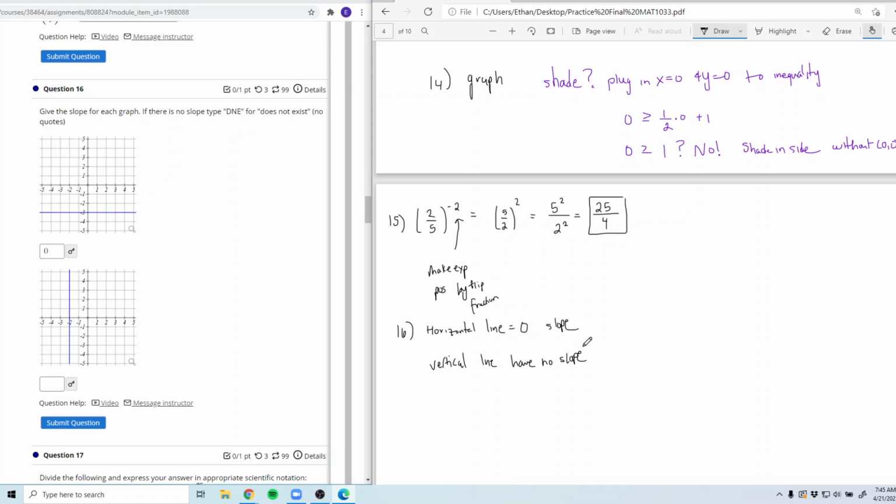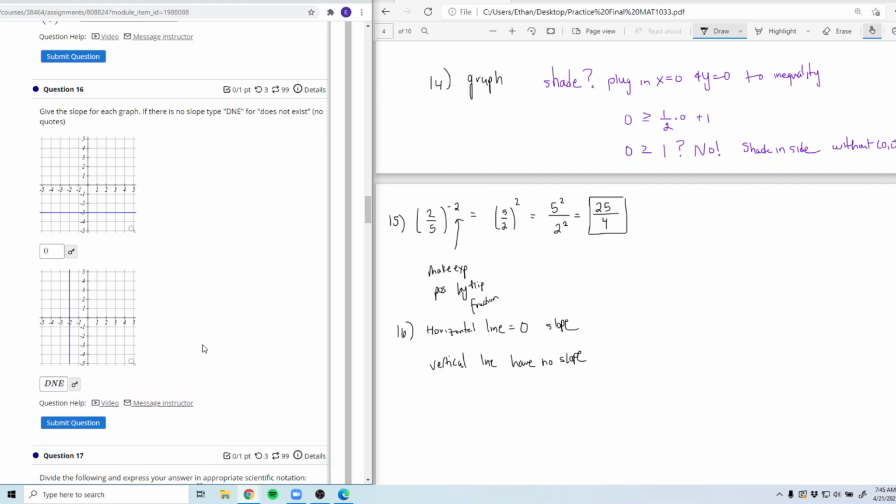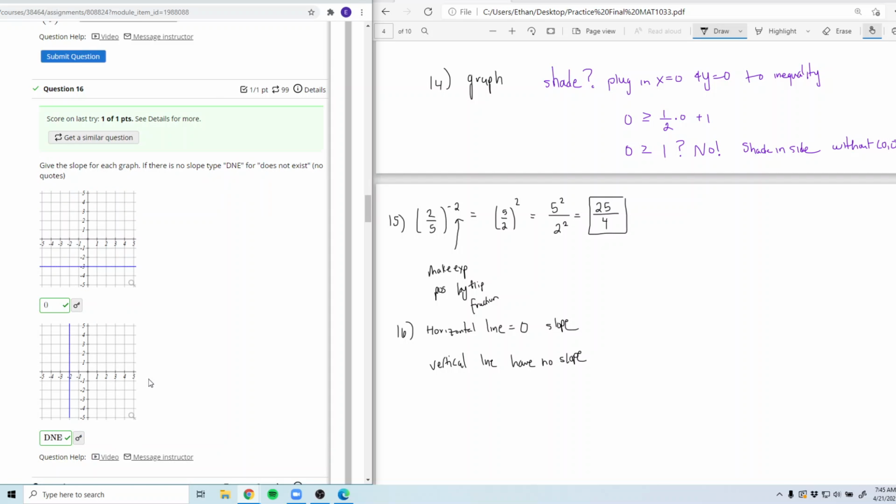So it's kind of hard to wrap your head around that at the beginning because we think of 0 as this number that represents nothing, but it's really representing 0. And so a horizontal line has 0 slope. A vertical line is D and E. Go ahead and hit enter so you can see it works.